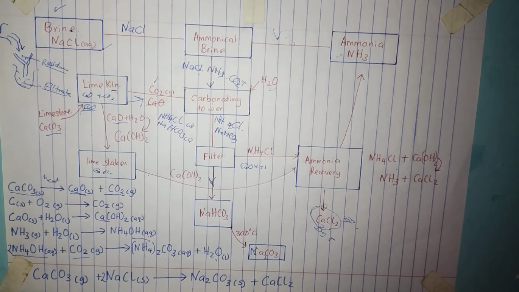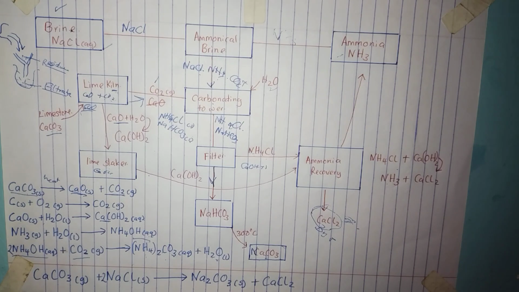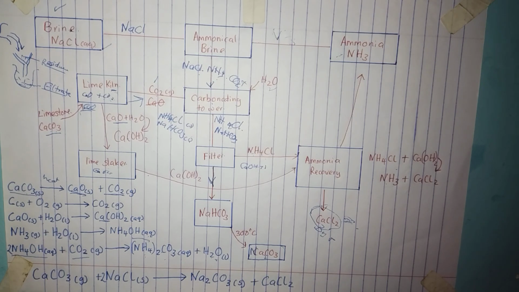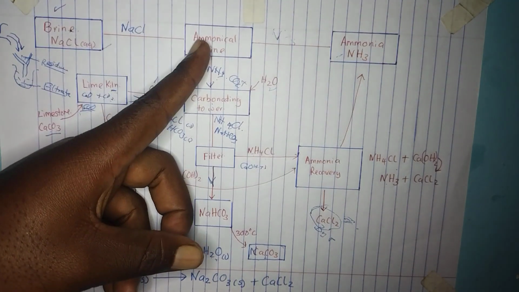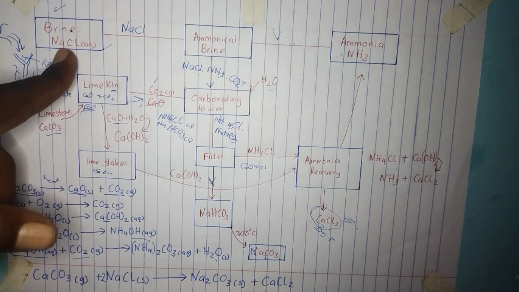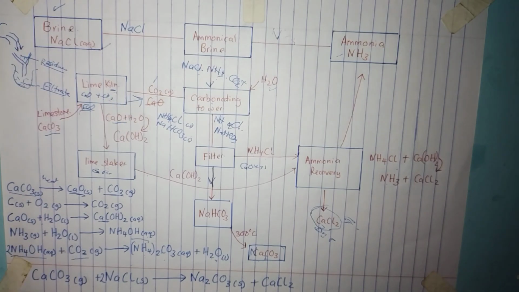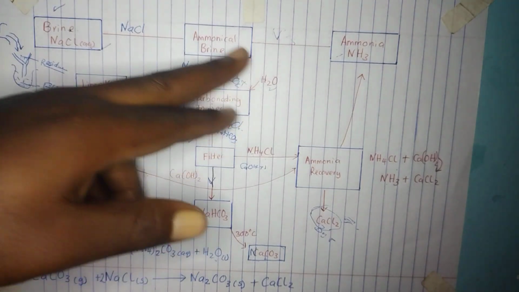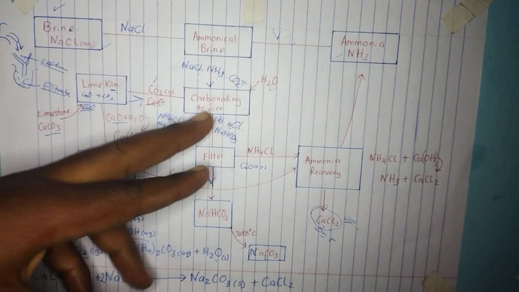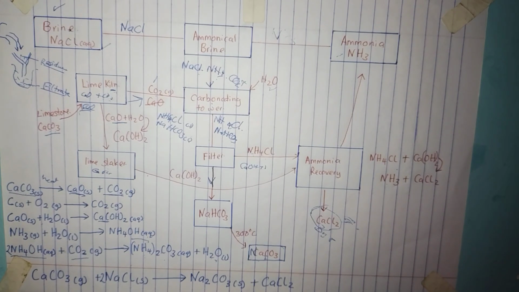If you see the industrial process, it has several steps, but it's easy to grasp because you don't have to go into so much detail about the procedures. They are simple and the reactions are really simple. What you need to grasp here is just ammoniacal brine, which is concentrated sodium chloride with ammonia. In this carbonating tower, you add CO2, and you know where that CO2 comes from. Then after the CO2, the filtration.